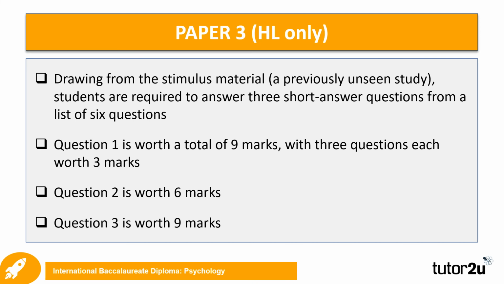In paper 3, higher level students will need to demonstrate their knowledge of research methods, ethical considerations and sampling techniques, among other things. Drawing from the stimulus material, which is a previously unseen study, students are required to answer 3 short answer questions from a list of 6 questions on research methods. Question 1 is worth a total of 9 marks, with 3 questions each worth 3 marks. Question 2 is worth 6 marks, and question 3 is worth 9 marks.